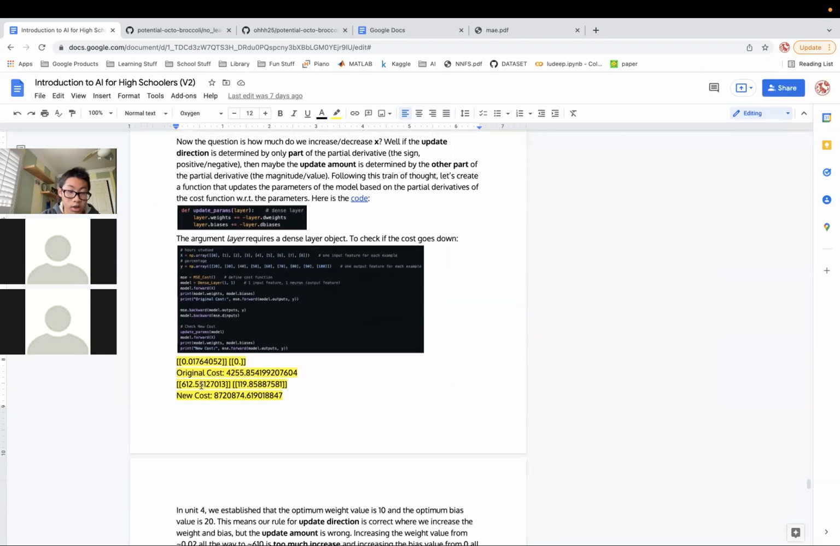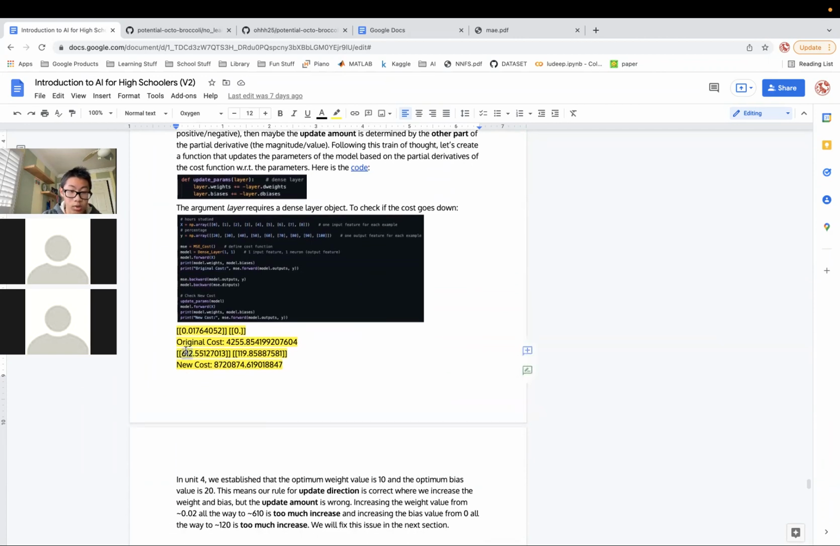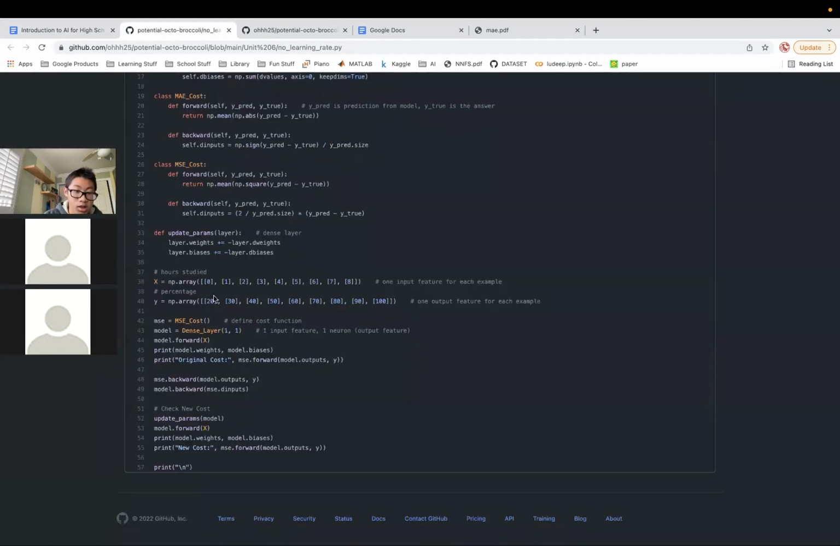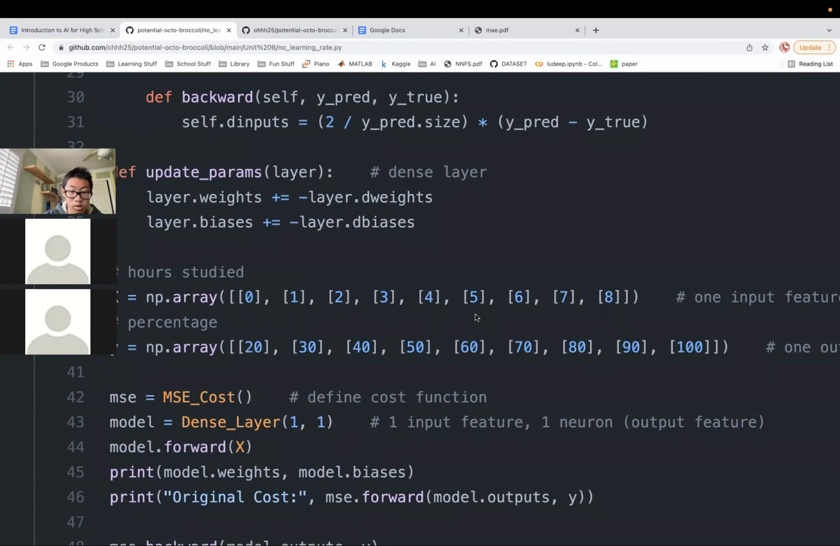If you look at this, the reason is because you have 612 as your weight. But based on our data set, what do you think the weight should be based on this data set?